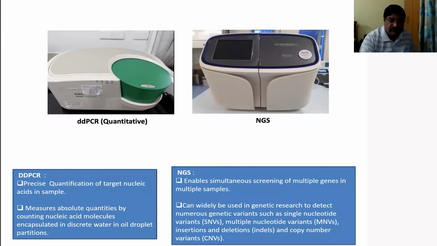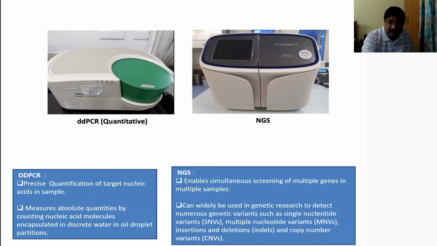So you can also have digital droplet PCR. This is a Biorad, where you can have precise quantification of the target nucleic acid in the sample. Extremely good platform for rare event detection. Then you move to this NGS platform. This is the S5 of Thermo.